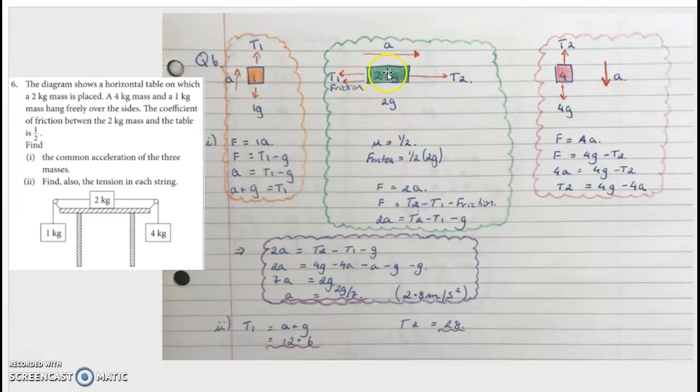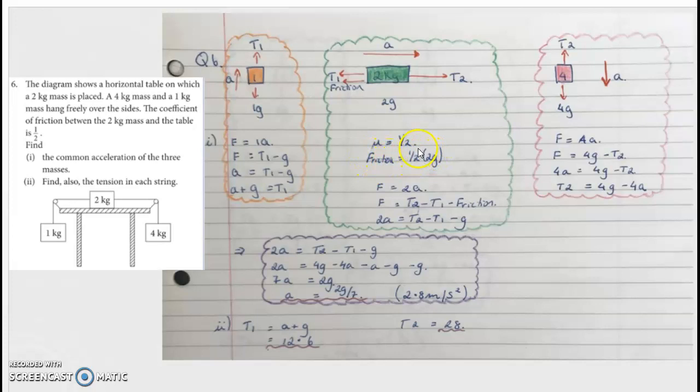Now looking at the middle mass, we have a 2 kilogram mass. We know we have tension 2 going that way and tension 1 going that way. Because the acceleration is going to be going to the right, there's going to be friction going to the left. So you have to work out what the friction is. The coefficient of friction is 1/2, and the friction is mu R, or mu multiplied by the normal. So that's 1/2 multiplied by the normal. We know there's no up or down movement, so the normal, which is going up, is going to be the same as the weight. So the normal is 2g.